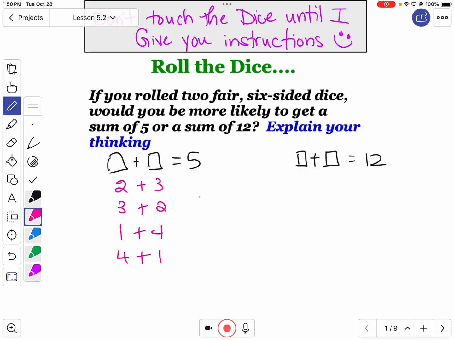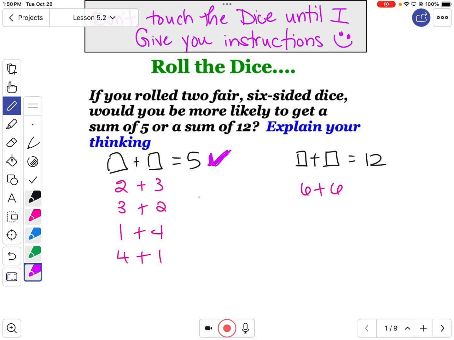What would add up to 12? 6 and 6, so that's the only thing, right? So which sum are we more likely to get, 5 or 12? Yeah, we're much more likely to get 5. We've got 4 chances to get 5 and only 1 chance to get 12. So much more likely that we would get a 5 if we were rolling the two number cubes together. So we're going to talk today about some special parts of probability.